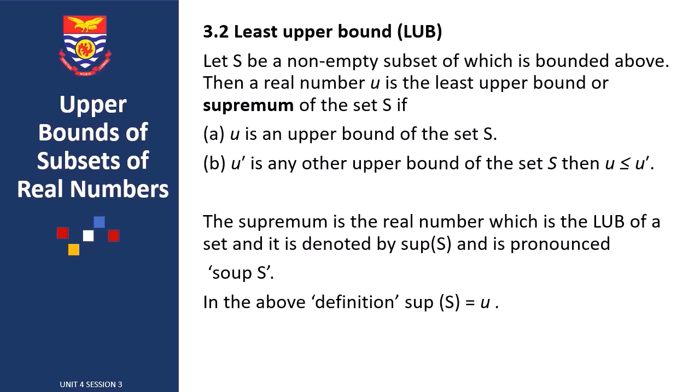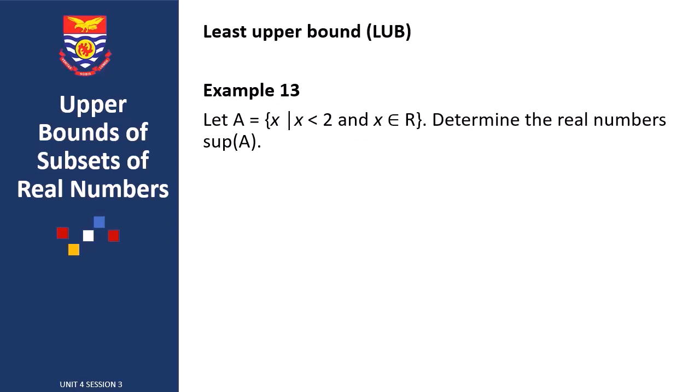There must be a number of them. I want the least one. Okay. Example. Let's see this example. Let A equal the set of x such that x is less than 2. We want to determine the real number sup A. So sup A is the least upper bound.